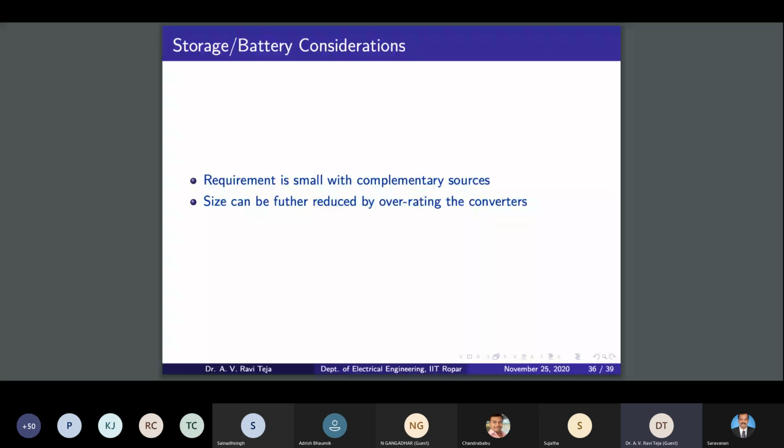So if you tell that, it is called scheduling. You have to schedule, you have to tell how much power you are going to give into the grid the next day. So if you tell that you are going to give, say, 5 kilowatt of power, you have to deliver 5 kilowatt of power no matter what.